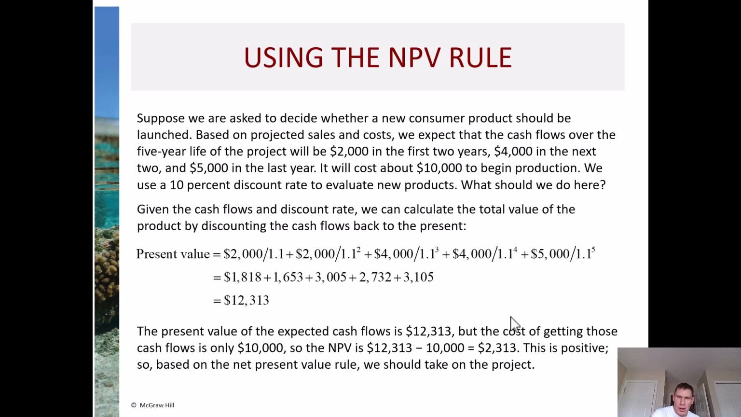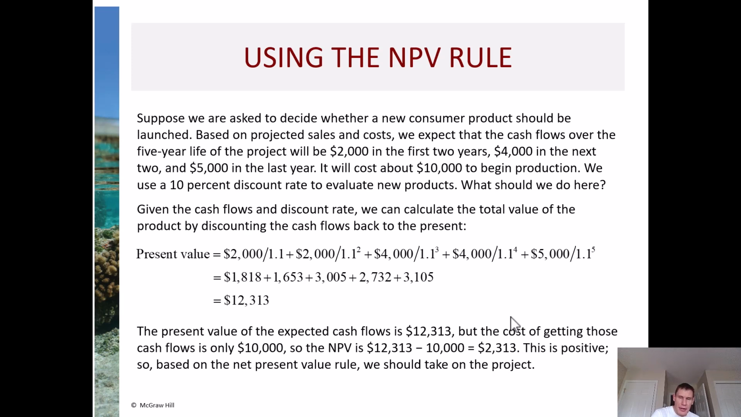Based on projected sales and costs, we expect that the cash flows over the 5-year life of the project will be 2,000 in the first 2 years, 4,000 in the next 2, and 5,000 in the last year. It'll cost about 10 grand to begin production. We're going to use a 10% discount rate to evaluate new products. So what should we do here?